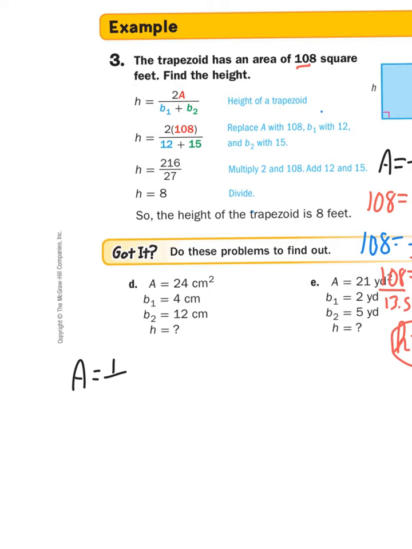Last thing I have to do is solve it like an equation. Divide each side by 8. And I get the height is 3 centimeters, not square centimeters because it's only the height.